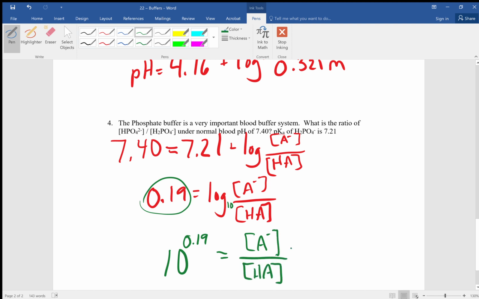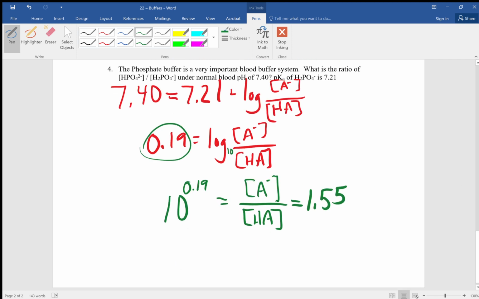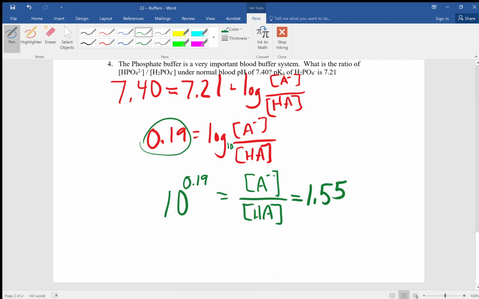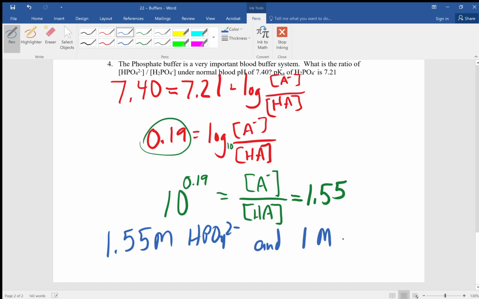We can enter that into our calculator and we get a value of 1.55. So what this is saying is that in order to achieve the pH of 7.4, we need the base to be 1.55 times as concentrated as the acid. So for example, we could have 1.55 molar base and 1 molar for the acid.